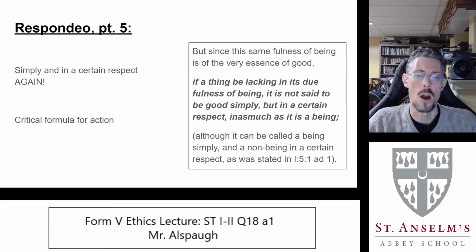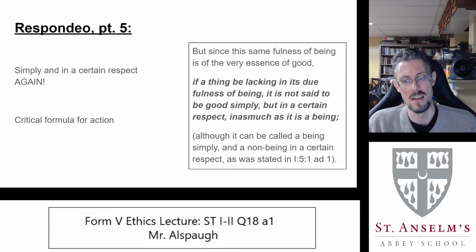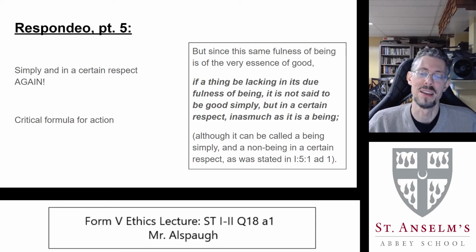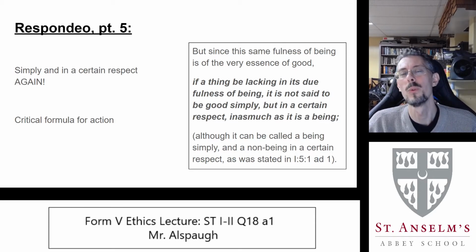And this talk of good simply if the whole thing is good, and good in a certain respect if parts of it are good, that matters a lot for action. We're going to use that many times in Articles 2, 3, and 4. And don't worry about the parenthetical at the end there, although it can be called being simply and non-being in a certain respect. This is a point that comes up in the convertibility argument. We can talk about that in class if you really want to. He's just saying that the way you say simply and in a certain respect, turns out it can be used differently when you talk about substance than for a substance being good.